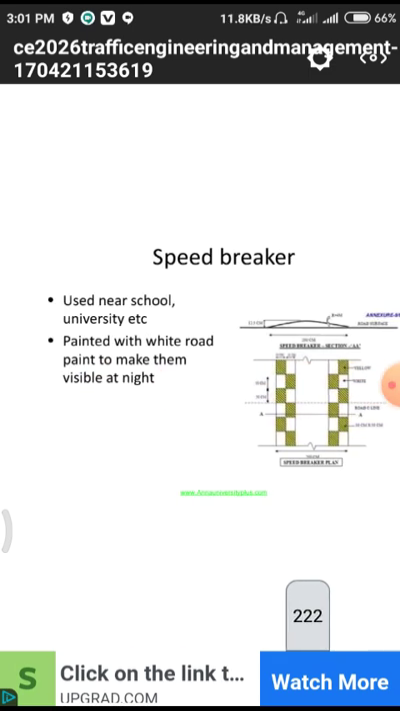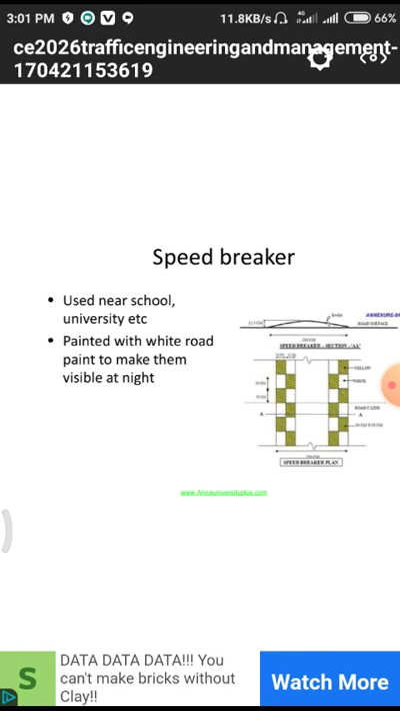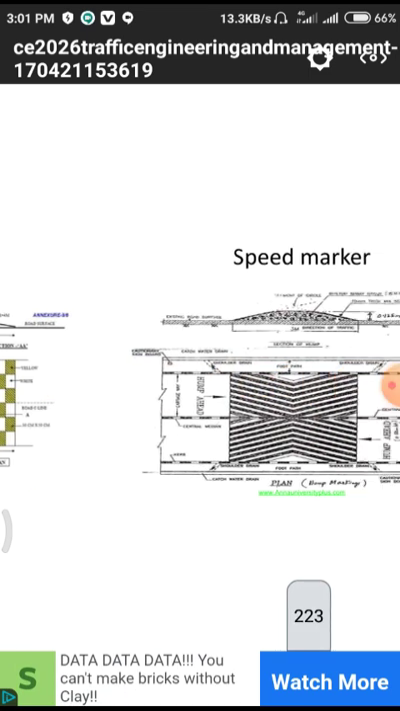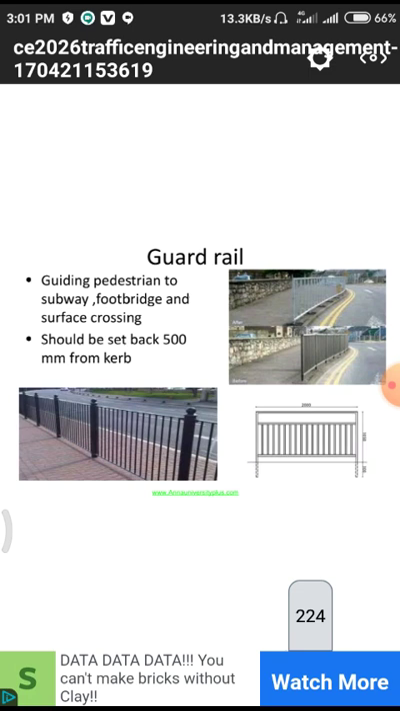This is the speed breaker, where we have to use the speed breaker. What is the purpose of keeping the speed breaker? What is the minimum height and in which directions we have to use these marking systems? These are the guardrails.